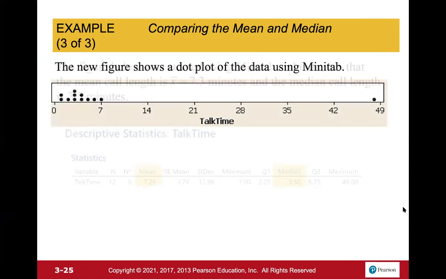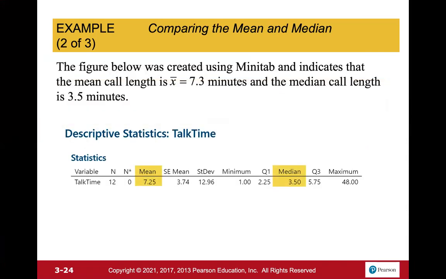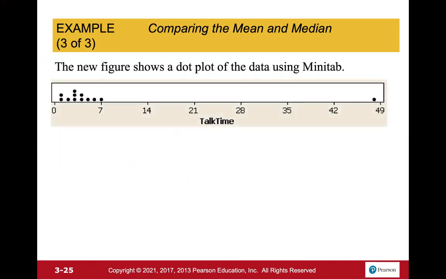And let's see. So the figure below shows what we created in Minitab. We used Excel. And here we have a dot plot. The dot plot is really clustered right here because we have the majority of our phone calls here. That one random phone call that lasted 48 minutes ends up being right over here. So see how there's this huge gap? This is what we're going to call an outlier in the following sections.